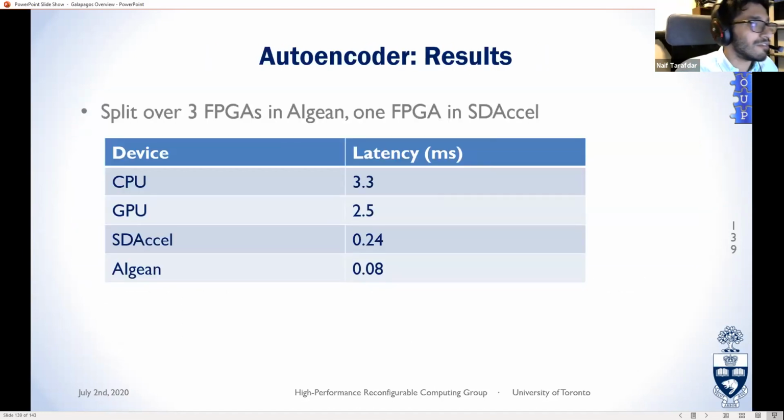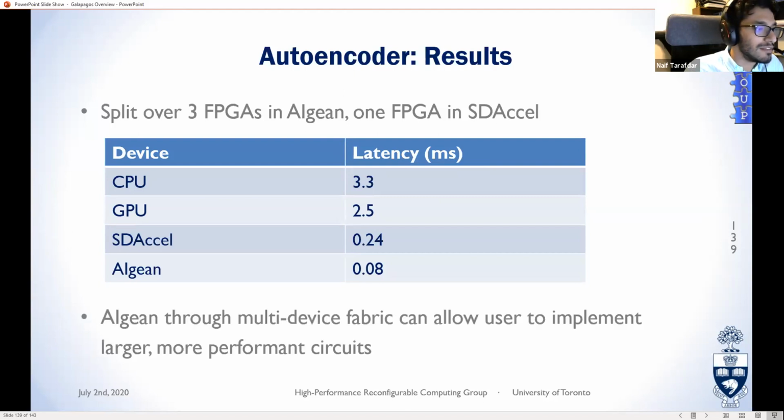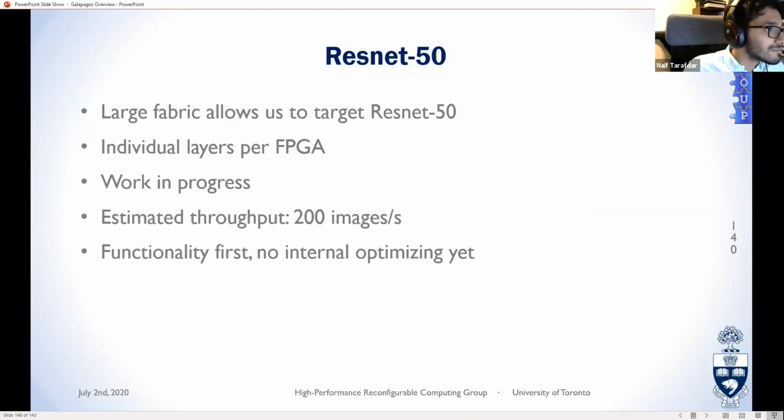So this is our next set of results. We took a large autoencoder in Aegean and we split it across 3 FPGAs, and SDXL doesn't have multi-FPGA, so we just have it on one FPGA in SDXL, and we saw a 3x improvement. And this is because Aegean gives us a multi-device fabric that the user can implement larger, more performant circuits on, whereas in SDXL, you have to make use of the single FPGA that you have. So this opens the door for even more complicated circuits, like ResNet 50, for example. These larger fabrics allow us to target something like ResNet 50, which is what we're currently working on.